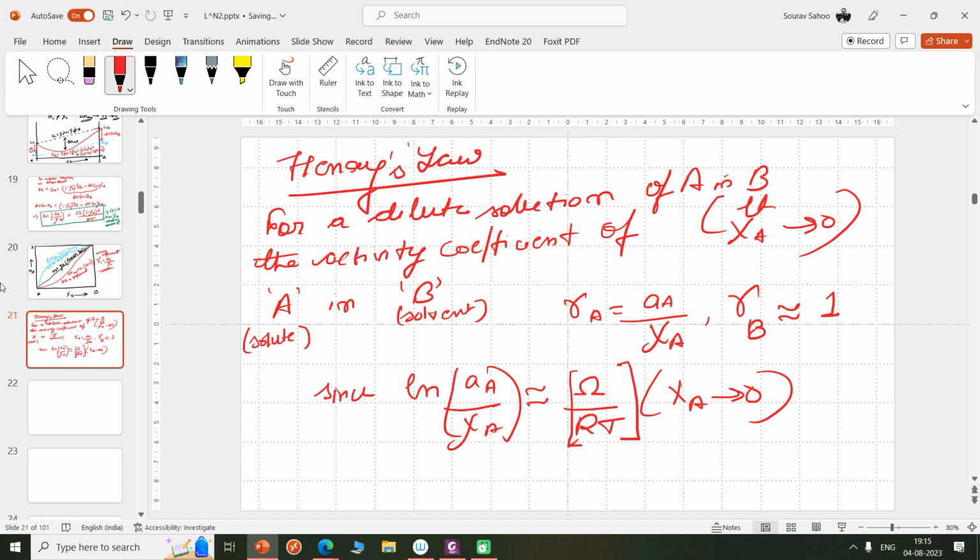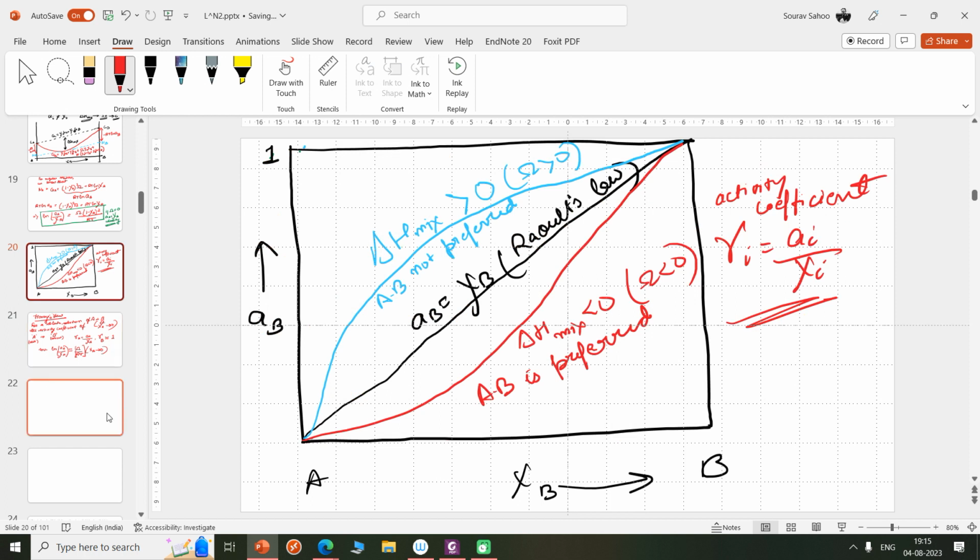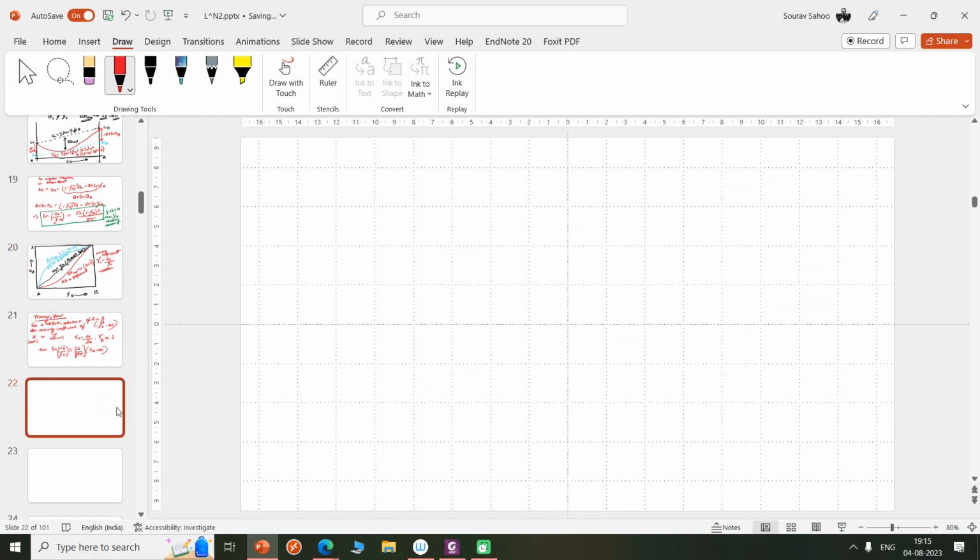So we have also seen this equation with delta H mix, where the sign of it changes the behavior of the activity. Ultimately, in the final part of the lecture, we have seen the degree of ordering. That is the final part we will discuss.